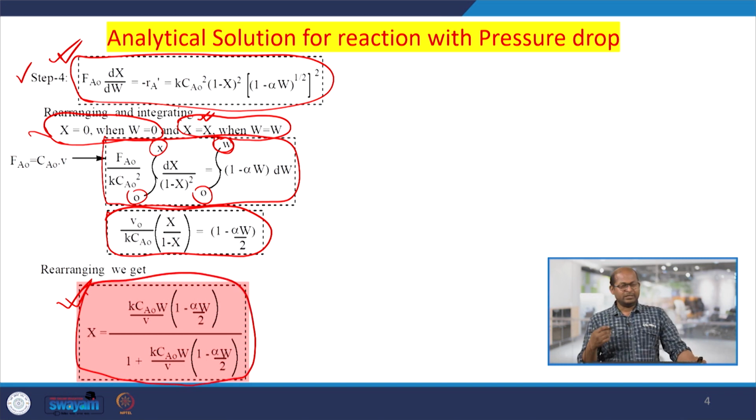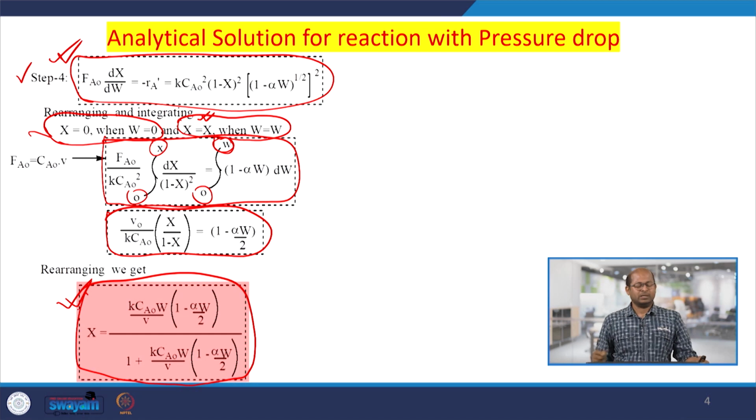So, this is the step by step procedure for how to get conversion for a particular reaction when there is a pressure drop in a packed bed reactor that we are conducting. Here on the left hand side there is only conversion; this is the analytical solution. On the right hand side you can notice the bracket with alpha times W.